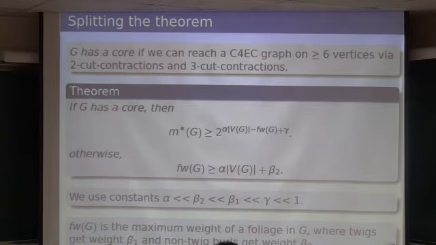So if the graph has a core, then the minimum number of perfect matchings containing a given edge is at least exponential. This is going to be some universal constant. So exponential unless we have a big foliage. And if we have a big foliage, we're fine. So that's how we combine the 2 ideas into one induction hypothesis.